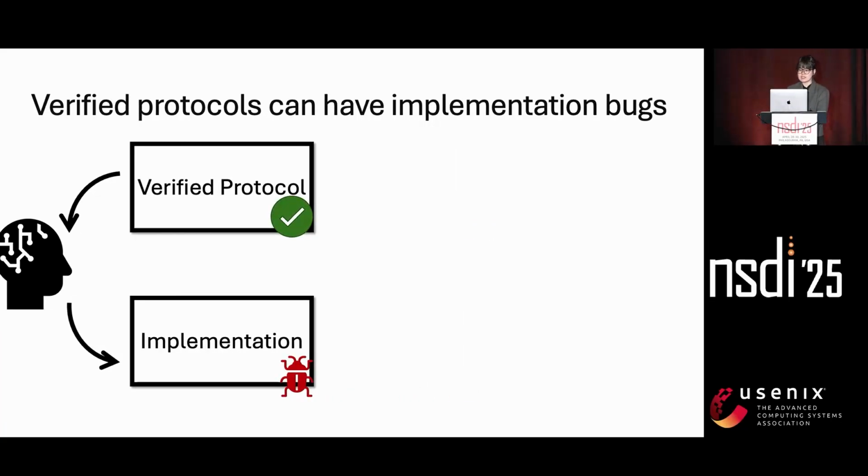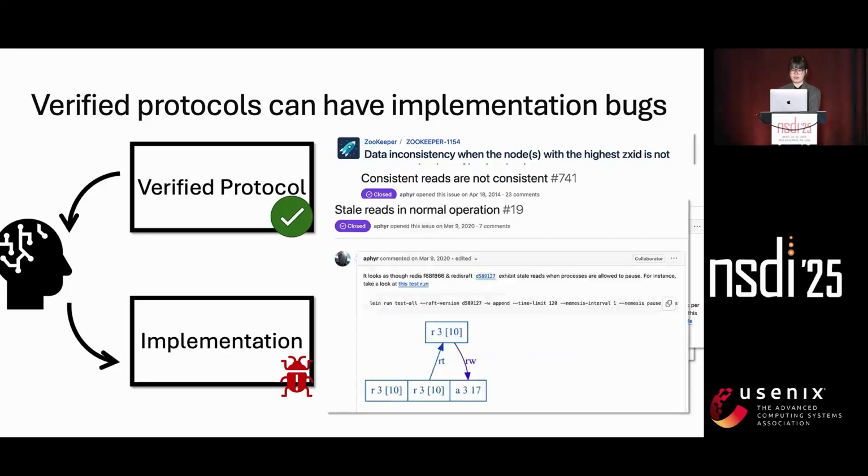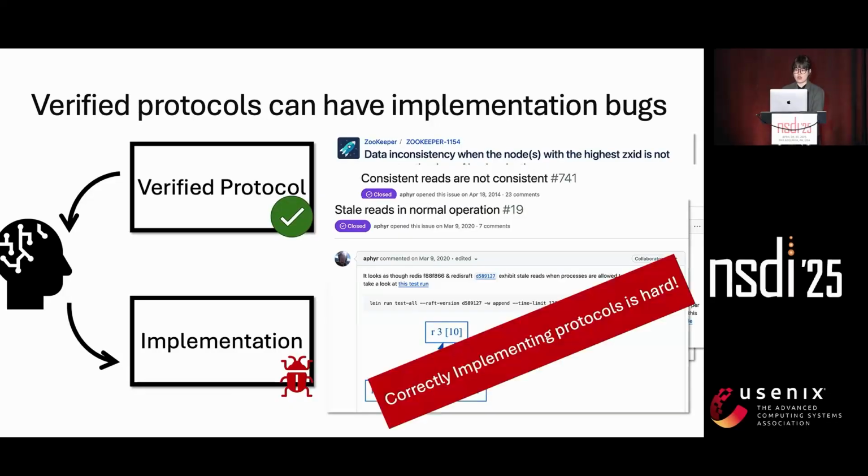So we investigated some distributed systems used in production, including Zookeeper, etcd, and Redis Raft, and found that they all have bugs when implementing distributed protocols. This will result in data inconsistencies and stale reads, which would cause serious issues in real-world applications.